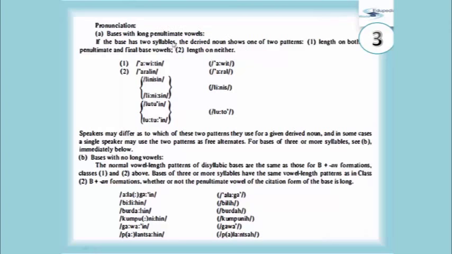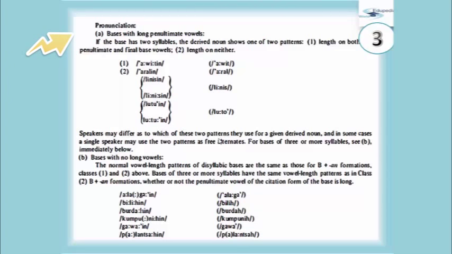Bases with long penultimate vowels. If the base has two syllables, the derived noun shows one of two patterns: the length on both penultimate and final base vowels, and the length on either. For example, we have awitin, awit; aralin, aral; linisin, linis; lutuin, luto. Speakers may differ as to which of these two patterns they use for a given derived noun, and in some cases a single speaker may use the other two patterns as free alternates.